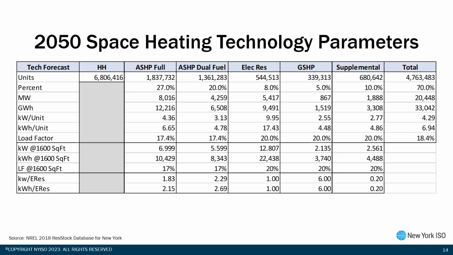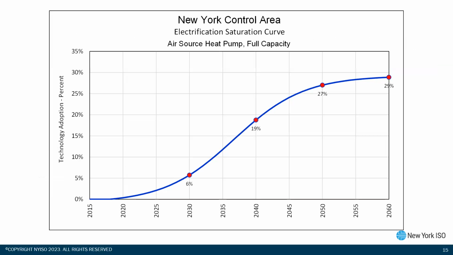We've got 17% for some of our homes, 20% for others. So this was our technology pathway. And this is our saturation curve, to use Ryan's terminology. We started with where we needed to be in 2050 and worked our way back with an S curve.